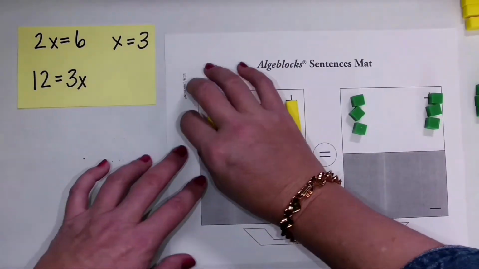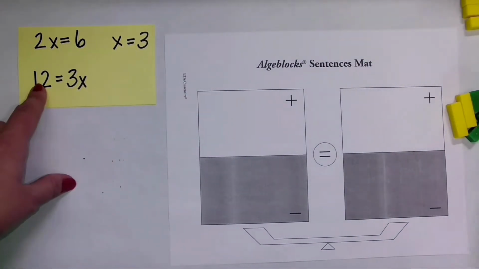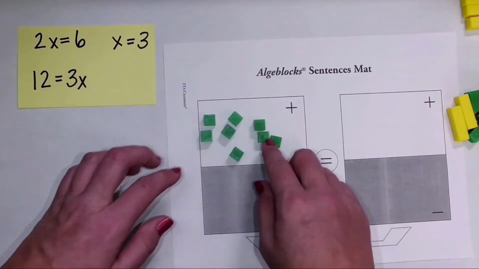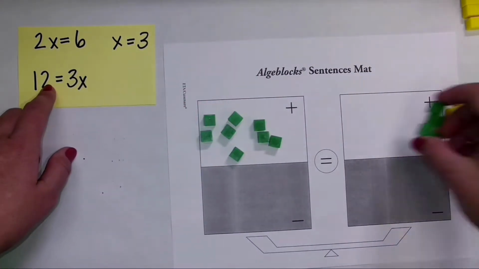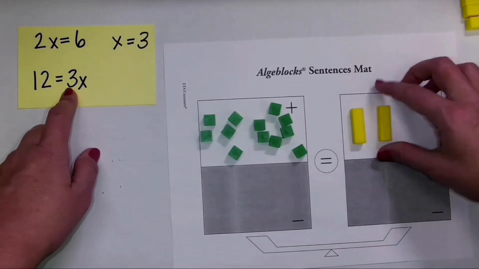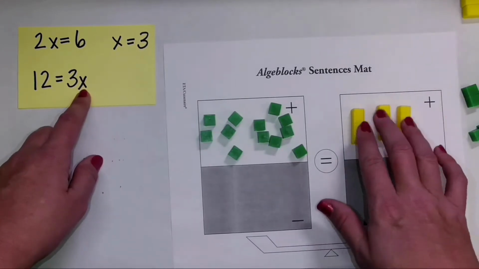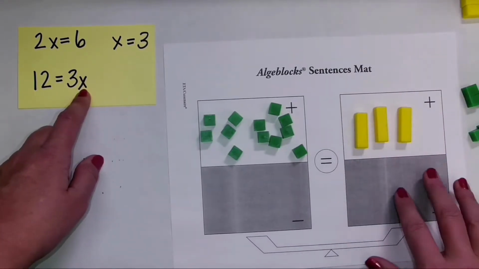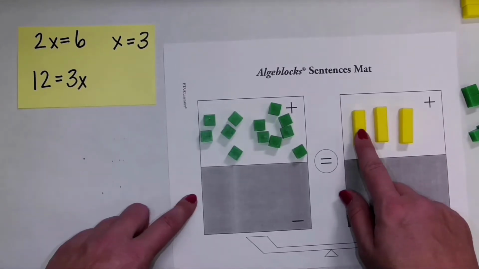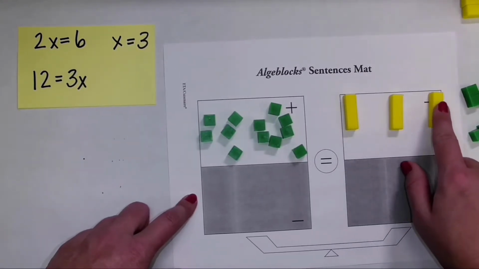Let's do another one to show you again how this works. So I have 12. So I'm going to go ahead and get 12 cubes out here. The 12 are positive, so they're going to go on the positive part of my mat. And that is equal to 3 groups of x. So I have 1, 2, 3 x's. Now I'm going to divide each of these sides by 3. So I'm going to make 3 groups, 1, 2, 3.